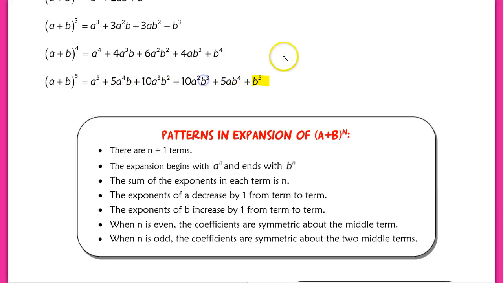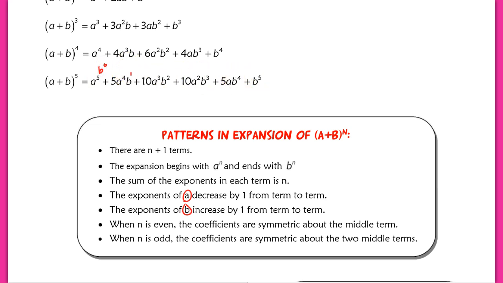The exponents of a and the exponents of b change from term to term. The a term decreases in exponent as you move term to term, until finally it's a to the 0. And your b exponents increase, so we start at b to the 0 and we work our way up. So it's b to the 1st, b to the 2nd, b to the 3rd, b to the 4th, b to the 5th.